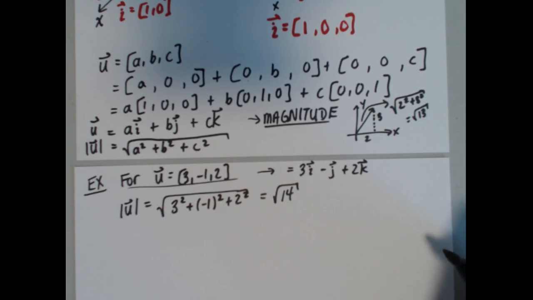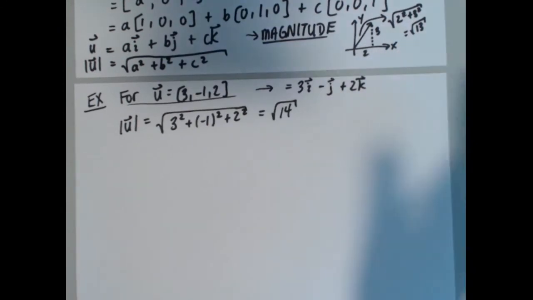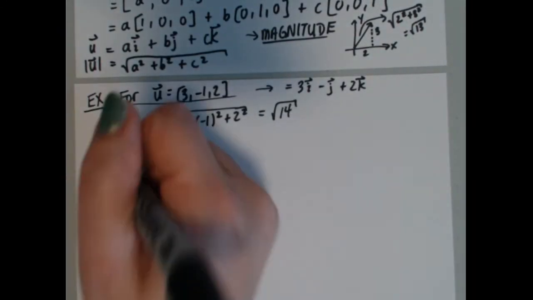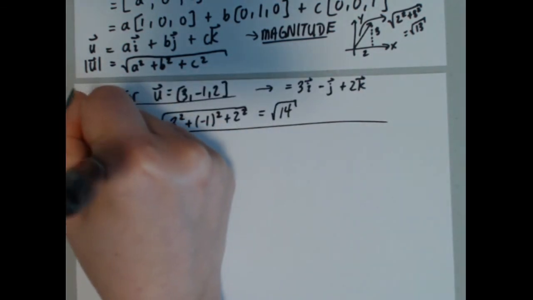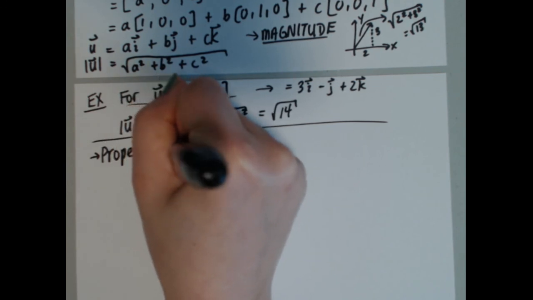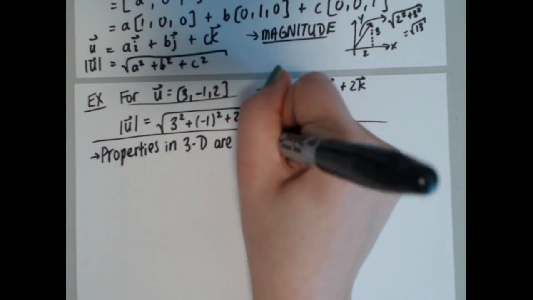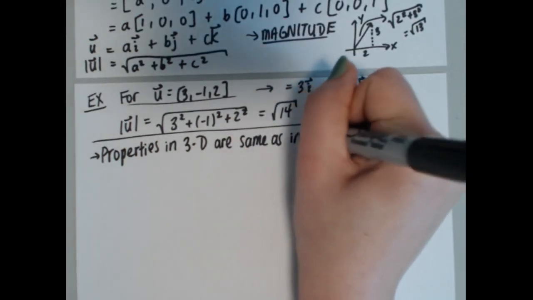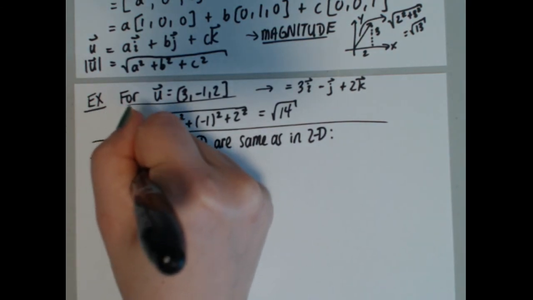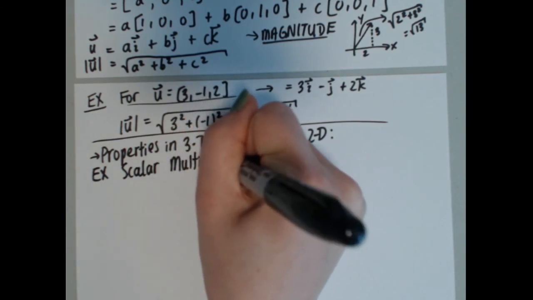Really what we're trying to get at here is that properties of vectors are very much the same in 2 dimensions and 3 dimensions. Let me just write that down so you also have it in your notes: properties in 3 dimensions are the same as in 2 dimensions. One example of this would be scalar multiplication, and we're going to go through many of these examples in the lesson today.